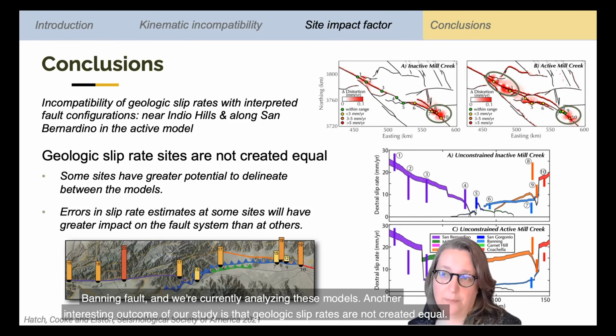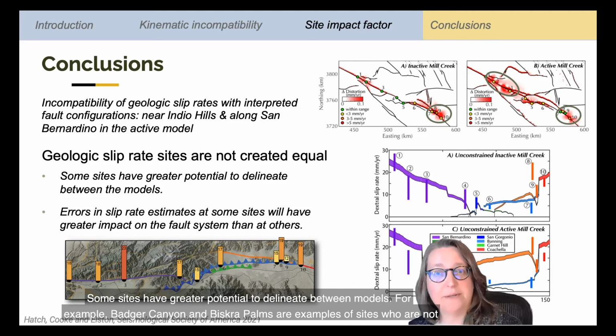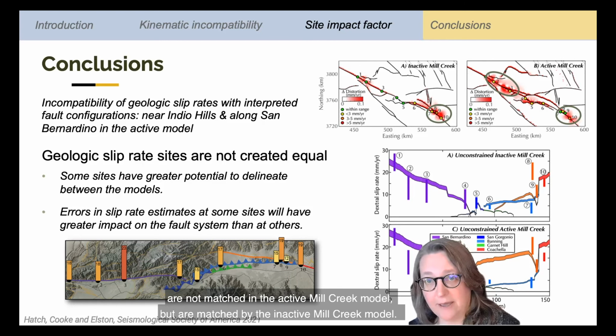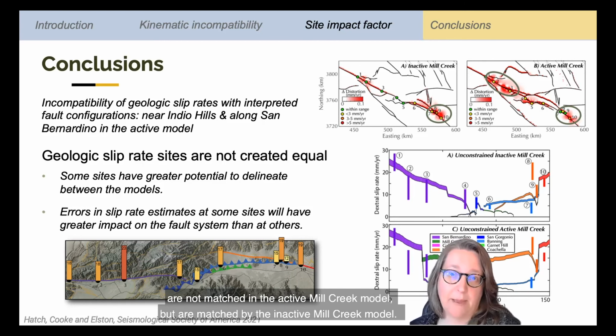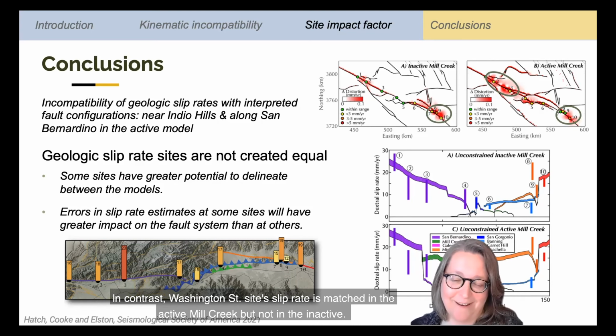Another interesting outcome of our study is that geologic slip rates are not created equal. Some sites have greater potential to delineate between models. For example, Badger Canyon and Biskra Palms are examples of sites that are not matched in the active Mill Creek model, but are matched by the inactive Mill Creek model. In contrast, Washington Street site's slip rate is matched in the active Mill Creek, but not the inactive.